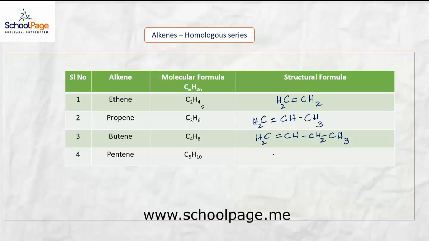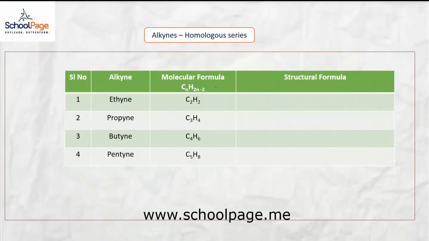Moving on, pentene CH2 double bond CH2 CH3. Now observe here, observe the differences between the 2 alkenes. It's again a CH2 unit. So the successive alkenes differ by CH2 unit. They all have a single double bond, and also all of them have a general molecular formula CnH2n. Because of all these factors, we call this as the homologous series of alkenes.